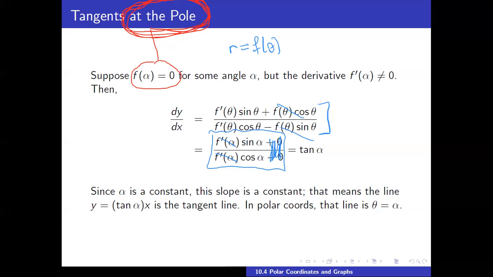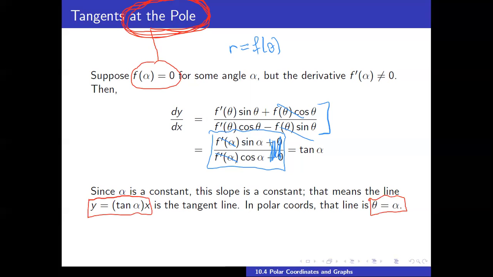Like tangent of theta is equal to y over x. And we can solve for y in terms of x. We end up getting this formula right here. This would be the formula for our tangent line. That's the same thing as the line theta equal to alpha, though.